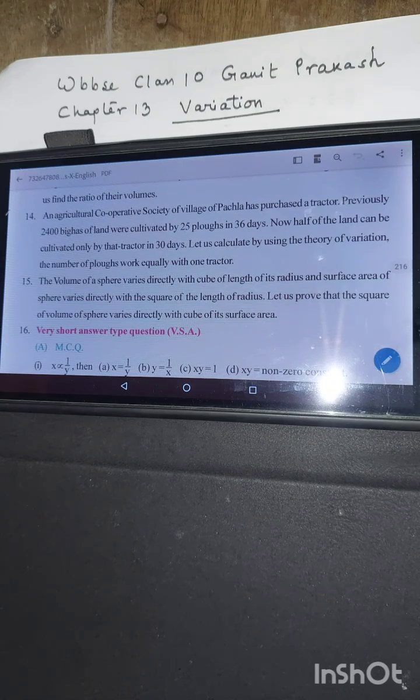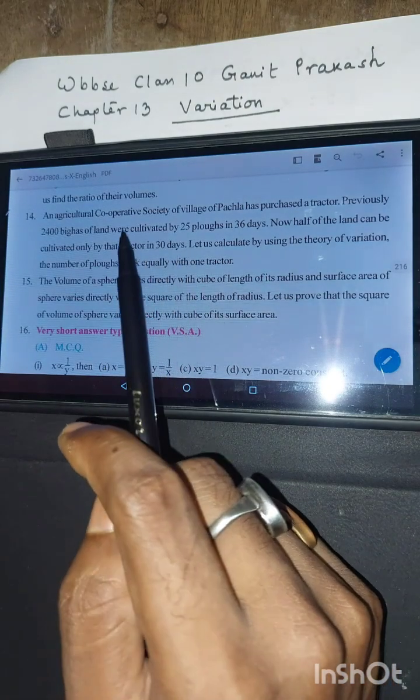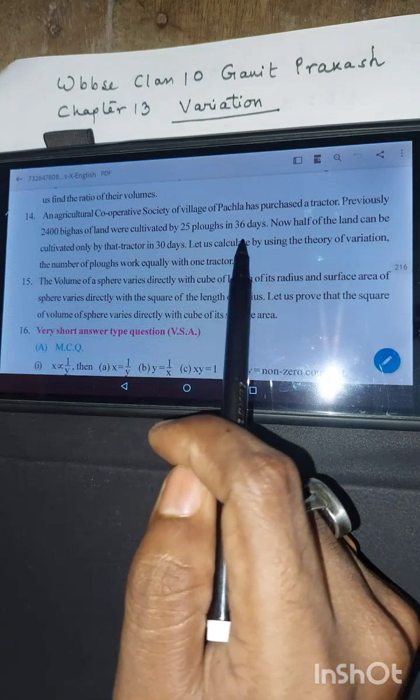It says, an agricultural cooperative society of village of Pachla has purchased a tractor. Previously, 2400 bighas of land were cultivated by 25 plows in 36 days.